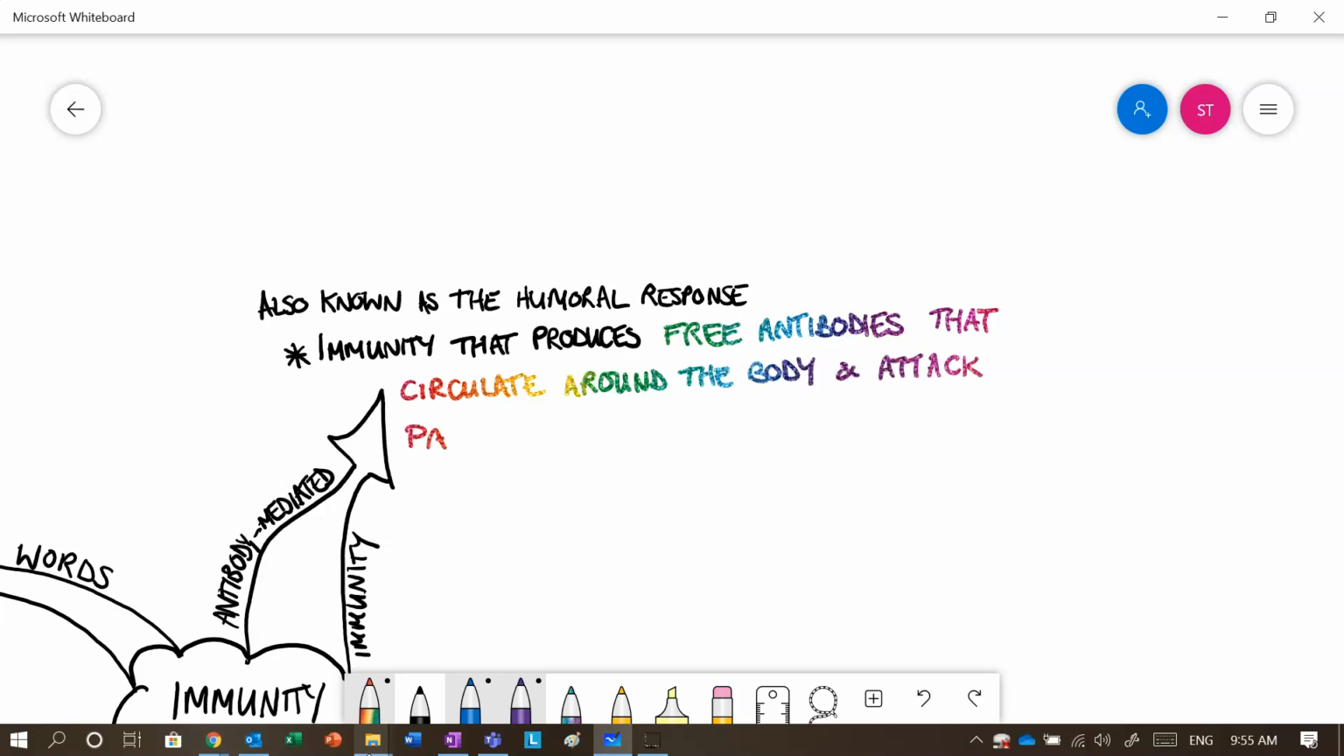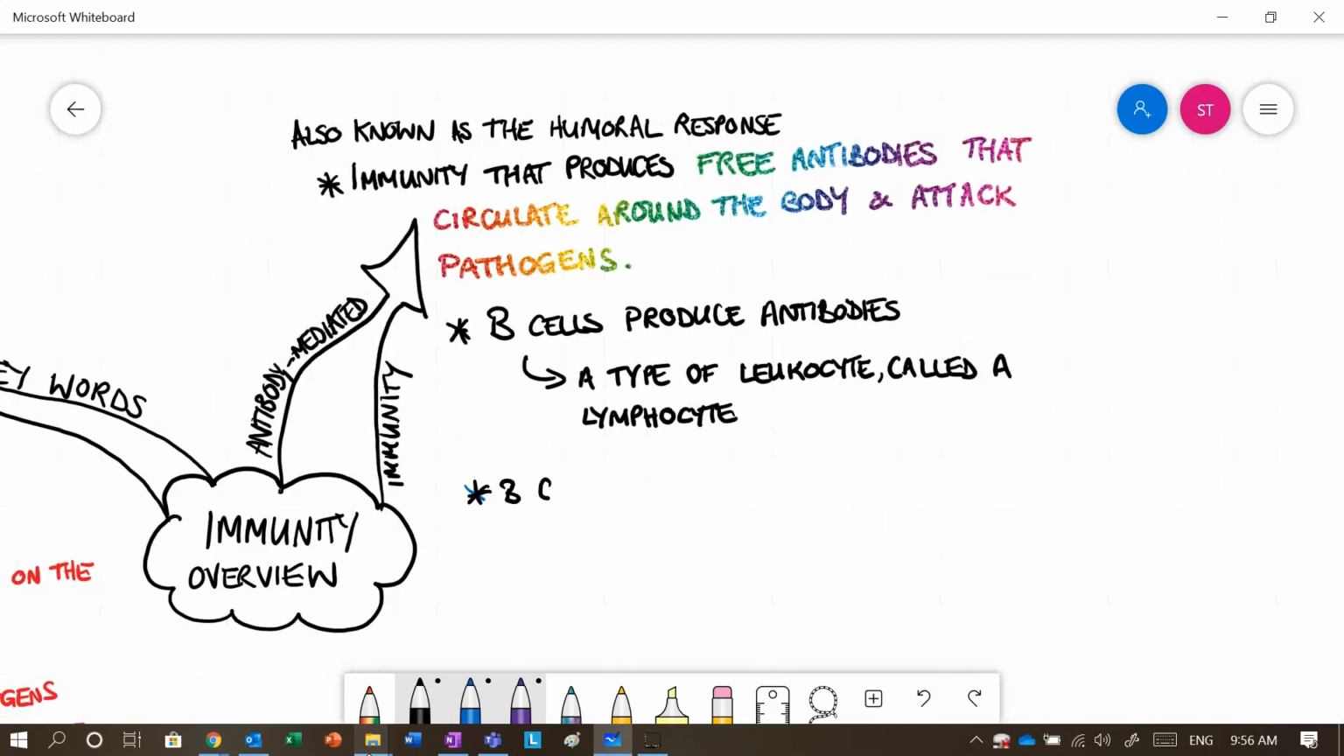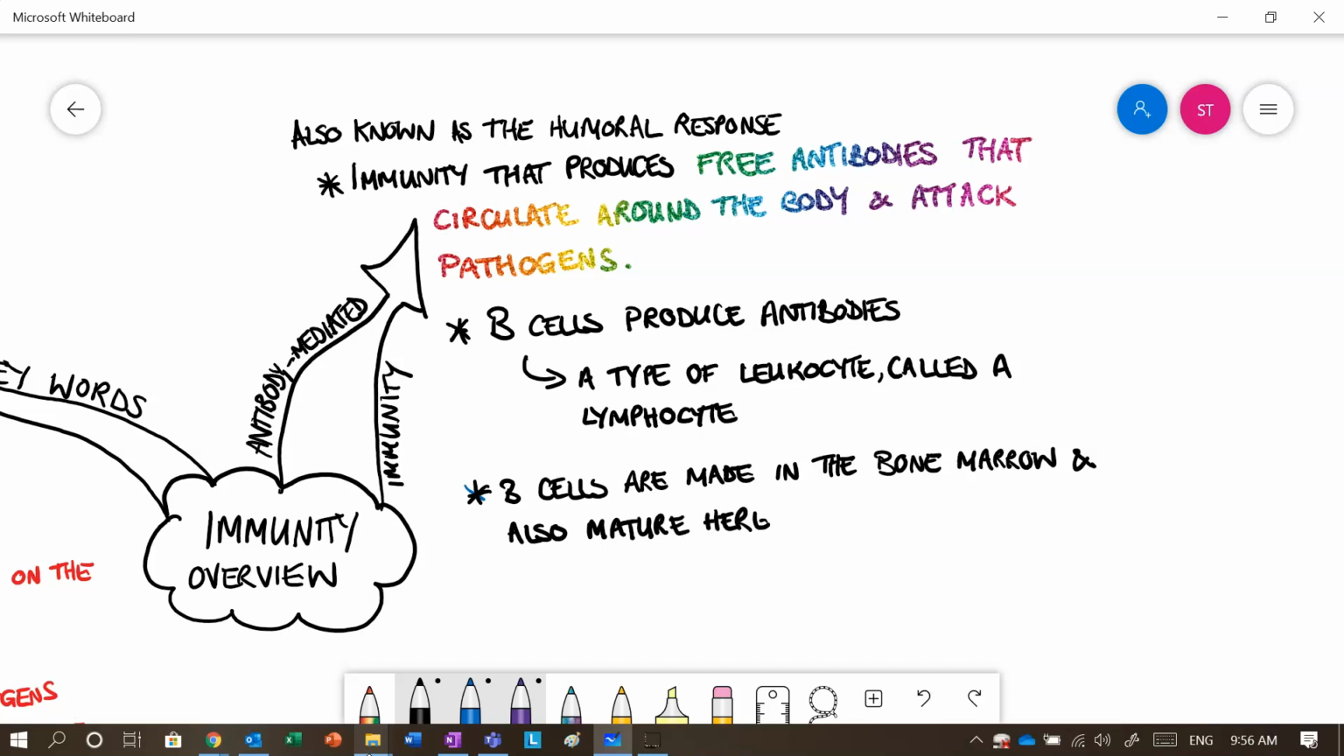We know that the type of lymphocyte that does this are known as B cells. So B cells are the type of immune cell in your body that produces antibodies. And just as a recap, let's remember that B cells are a type of leukocyte, a white blood cell, and they come under a subclass called lymphocytes. So B cells or B lymphocytes, they are actually made in the bone marrow and they mature here as well. So they don't go anywhere else. They are made and mature in the bone marrow.